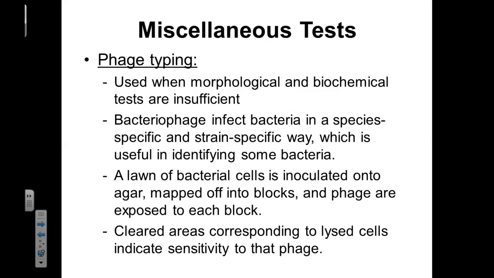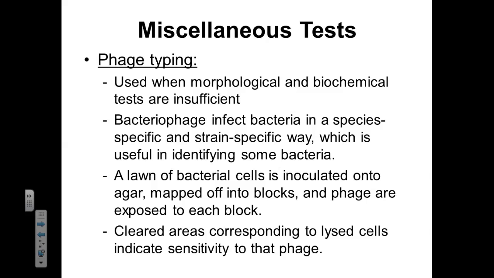Another less common test is phage typing. Recall, a bacteriophage is a virus that infects a bacterium. We typically will use bacteriophage or phage typing when our normal phenotypic methods aren't up to the task of differentiating our bacterium. So we'll start off by growing a carpet of bacterium on our Petri plate. And then we'll divide some sections using a permanent marker and draw them out onto the Petri plate. And in each section, we inoculate it with a different kind of bacteriophage.